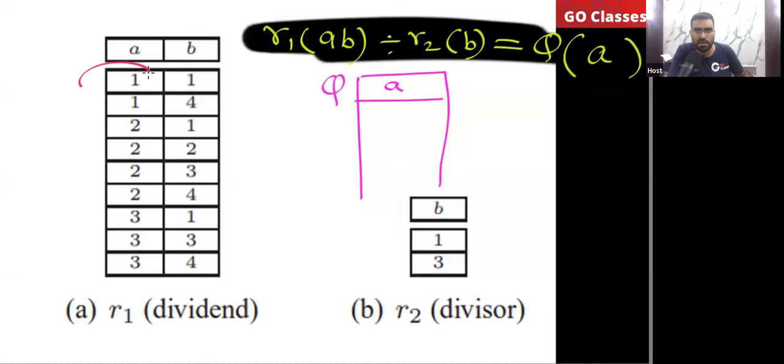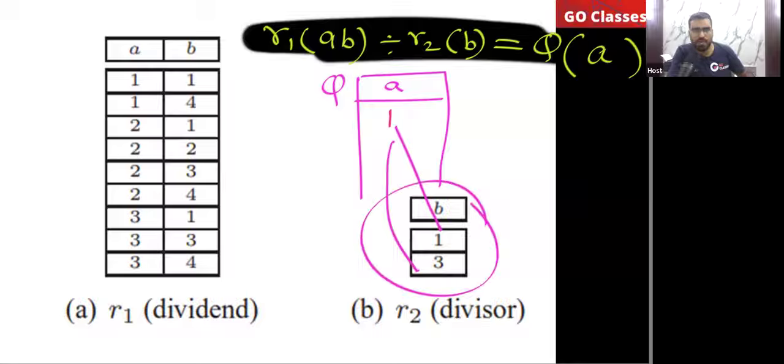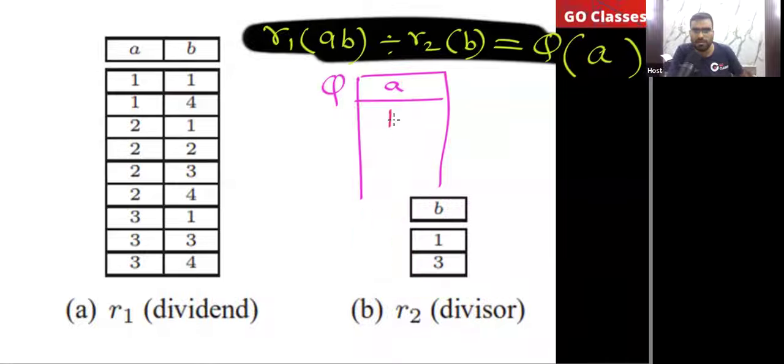So, for example, let's check the value 1. Does it pair with every value of B in R? Like, do we have 1,1 and 1,3? We don't have 1,3, right? So 1 will not come in the output.